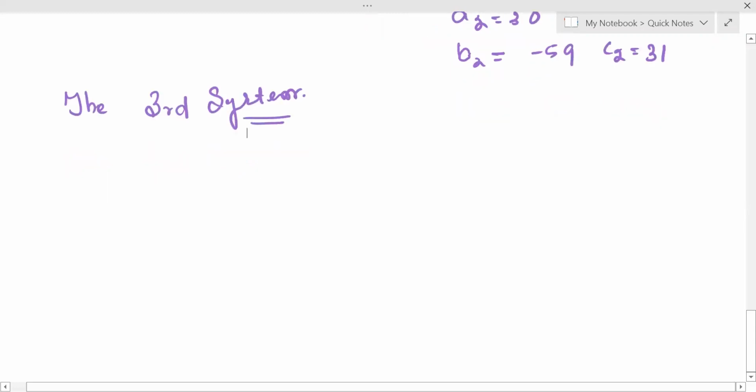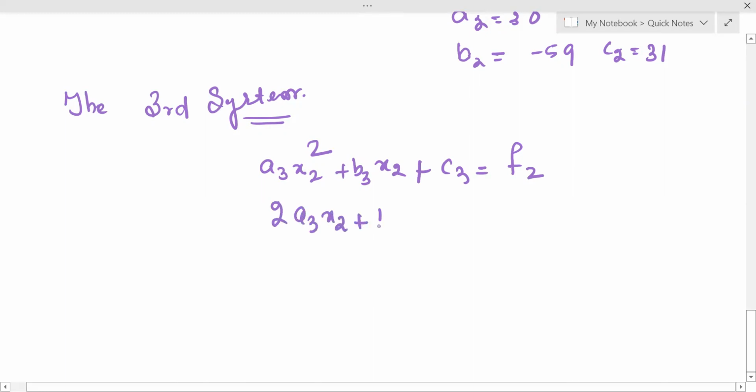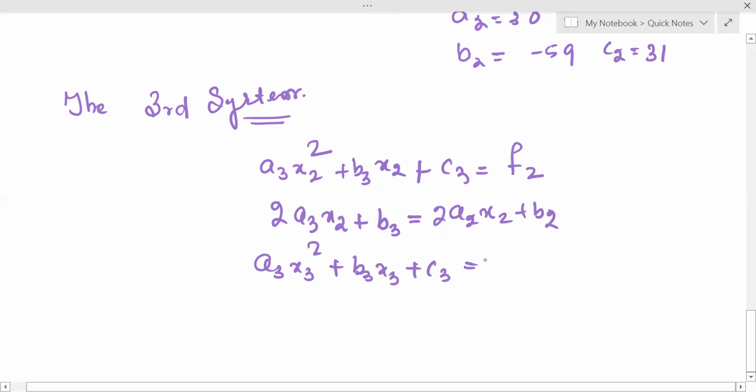In the third equation, we differentiate and write directly 4a3, the third equation of the system: a3 x2 square plus b3 x2 plus c3 is equal to f2. And the derivative, 2a3 x2 plus b3, is equal to the previous derivative of f2, 2a2 x2 plus b2. And the next equation, the last one: a3 x3 square plus b3 x3 plus c3 is equal to f3.